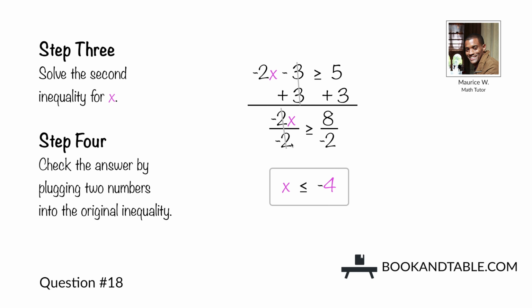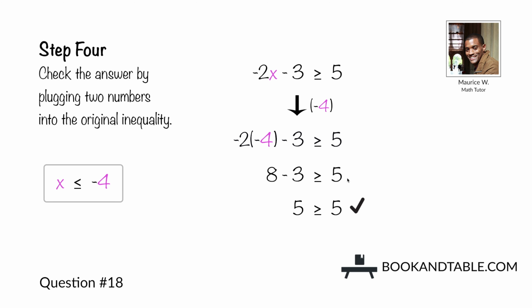And since we divided by a negative number, we want to reverse our sign from greater than to less than or equal to. So the answer to question 18 is x is less than or equal to -4. And now we check this answer by plugging two numbers into the original inequality. So since x is supposed to be equal to or less than -4, we want to plug in -4 to make sure that that does work.